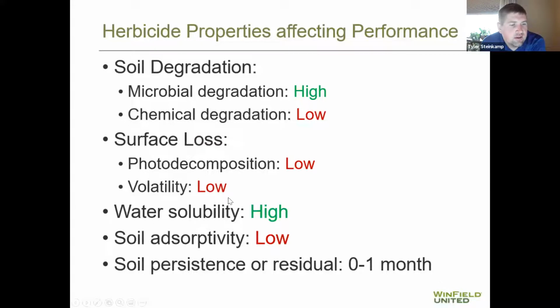Liberty is fairly water soluble. It's also absorbed to the soil, or not very quickly here. You don't have much soil absorption. The reason this one doesn't have much root uptake is because microbial degradation is fairly high. But this is also the reason why, on the label of Liberty, we do have some plant back restrictions to certain crops that don't have that Liberty Link trait.